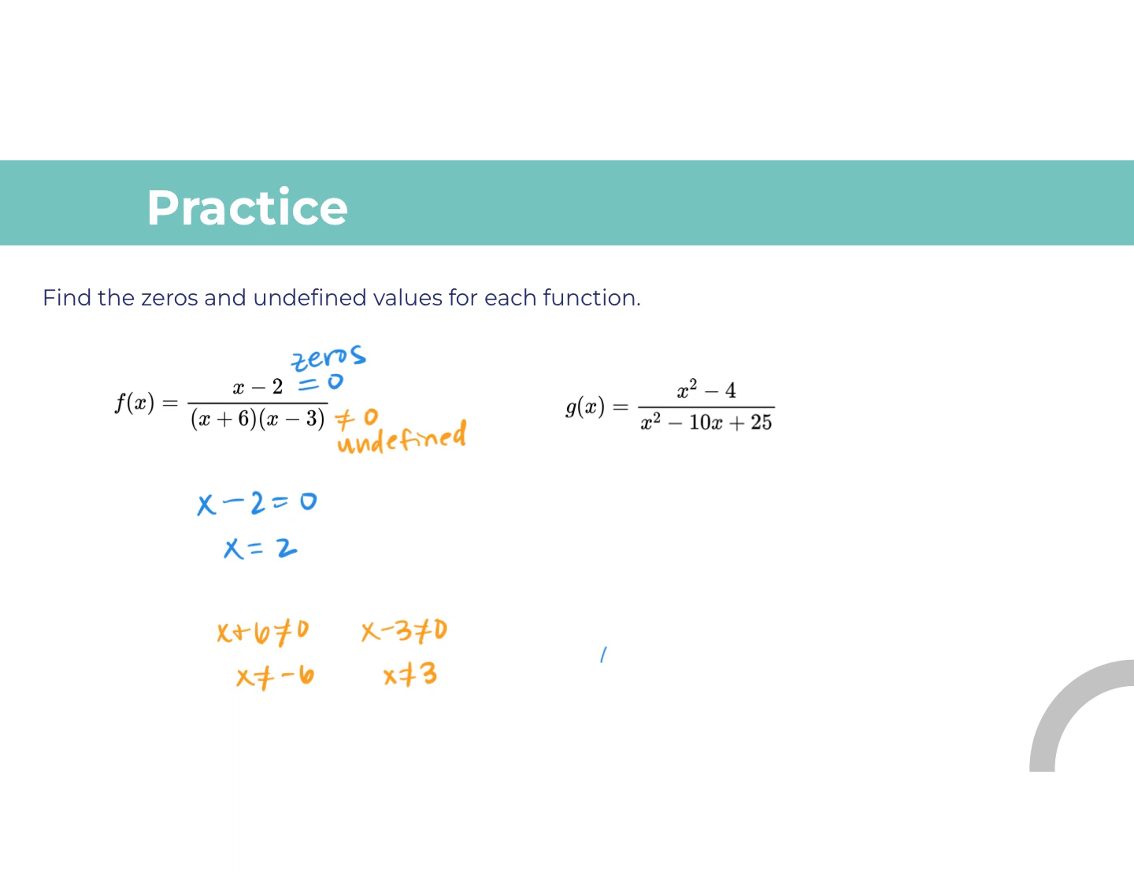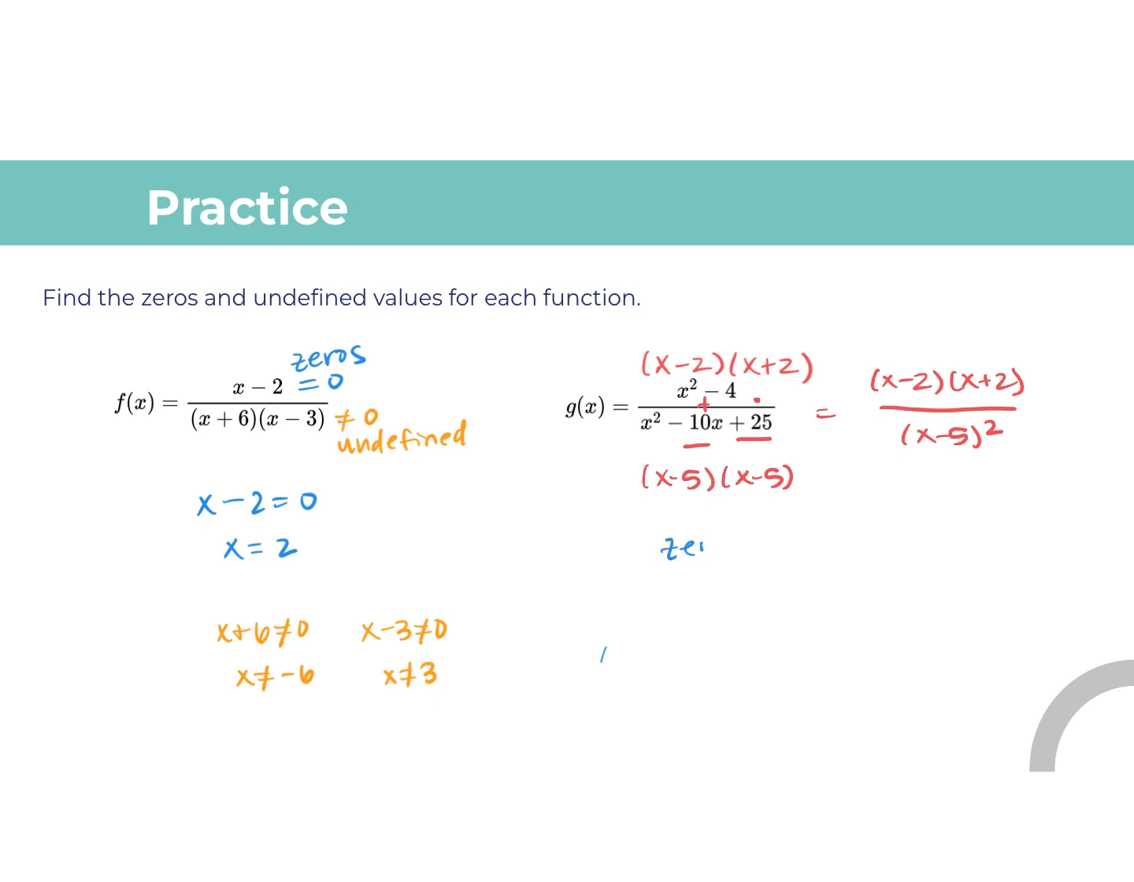These values were really easy to find when our polynomials in our numerator and denominator were in factored form. When we look at this next rational function g of x, we see that our numerator and our denominator are left in standard form. So the first thing that I'm going to do is go ahead and factor those polynomials. In my numerator, I have a difference of squares. It's going to factor into x minus 2 times x plus 2. In our denominator, we have a quadratic trinomial. I'm going to look for two numbers that multiply to the end and add to the middle. They are -5 and -5. So this polynomial can be rewritten as x minus 2 times x plus 2 all over x minus 5 squared.